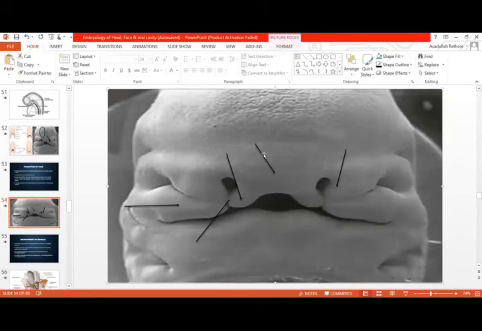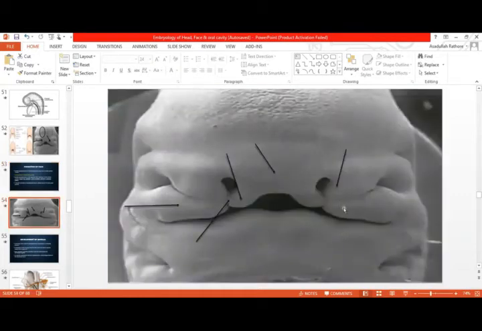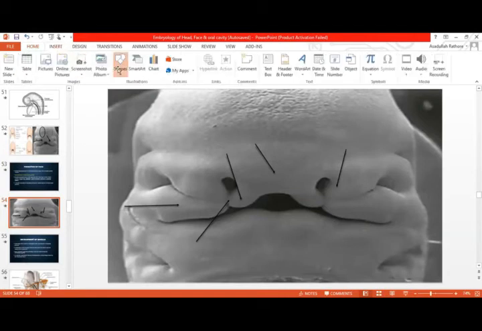So this region of frontal prominence will combine with the both medial nasal processes to give rise to the middle portion of the nose, okay. Then we have the two grooves that are known as the nasolacrimal groove and the bucconasal groove, okay. Where are these present, let me tell you the location.